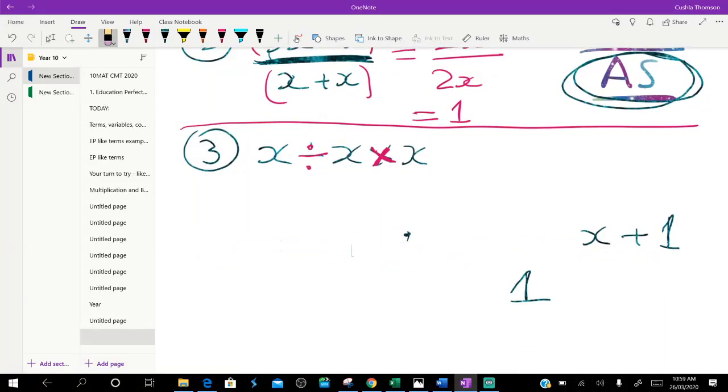Nope, it is not 1. How did you get 1? Let's have a look at how you got 1. Oh, I think I see how you got 1. And it's not x squared, it's x. Right, so this is where we get it from.